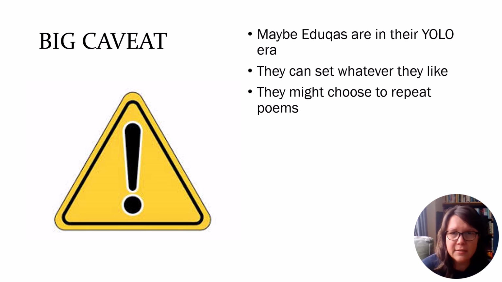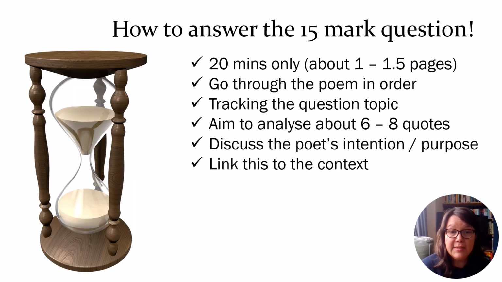All right, so let's get on to how you answer these questions. The 15-mark question is essentially the same as the extract question that you've already written an answer for on Macbeth in this exam. You're spending 20 minutes on it. You're going to be writing about a page and a half. You're going through the poem in order, tracking the question topic from the beginning to end, aiming to analyse about 6 to 8 quotes. And as part of your analysis, you're looking at what is the poet's purpose, what is the poet's intention, and you're linking this to context.